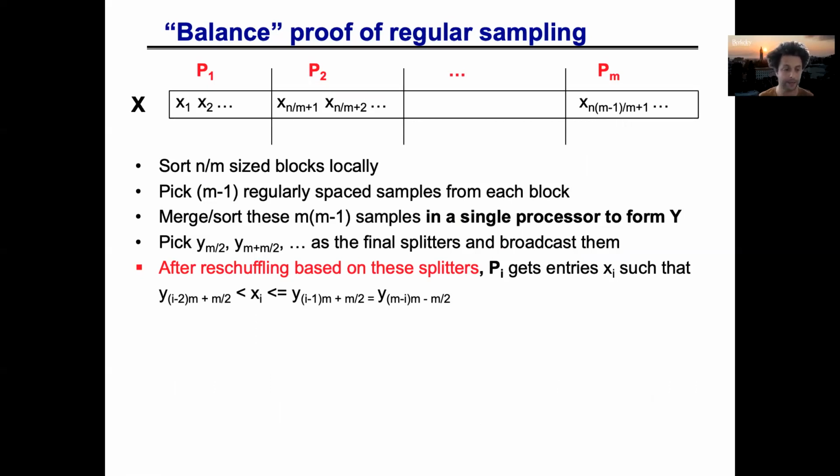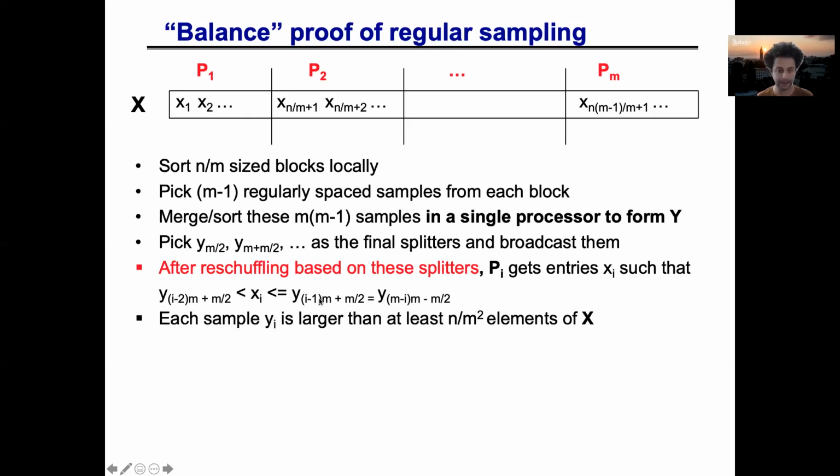Processor 2 will have entries that are larger than y_{m/2} and smaller than y_{m+m/2}. By symmetry, you can rewrite this upper index, with the assumption that there's a total of m times (m minus 1) samples: instead of counting from the beginning, I'm counting backwards from the end. So I'm just rewriting the same formula, which is nothing that crazy.